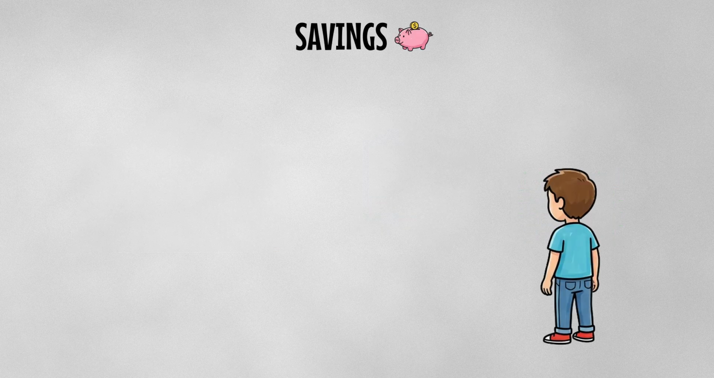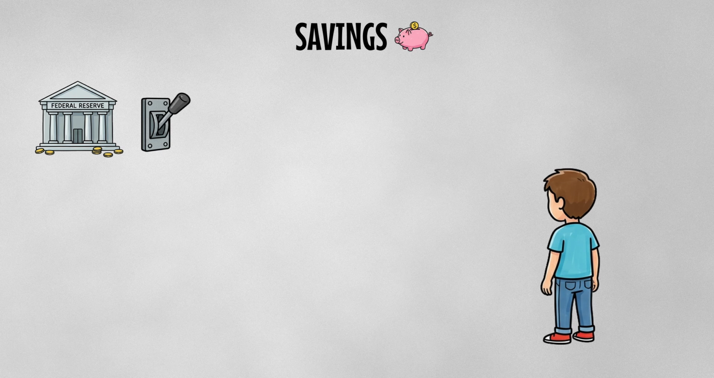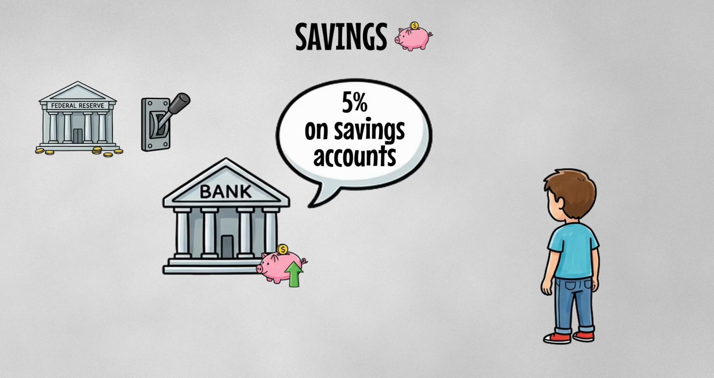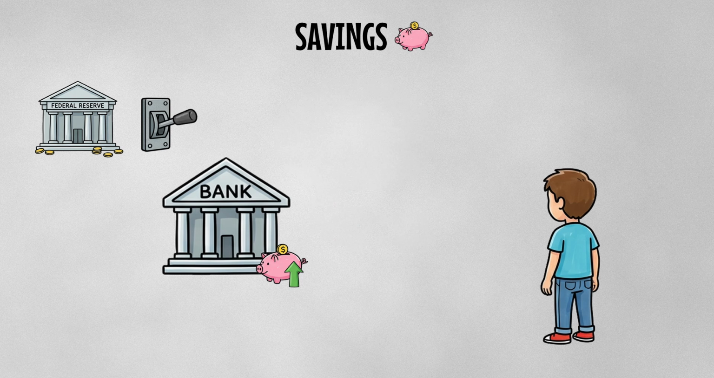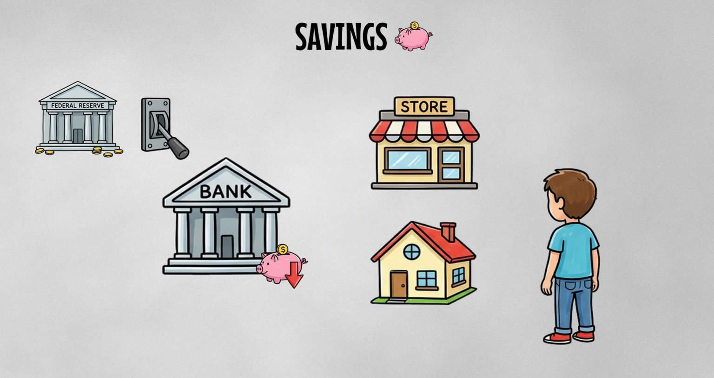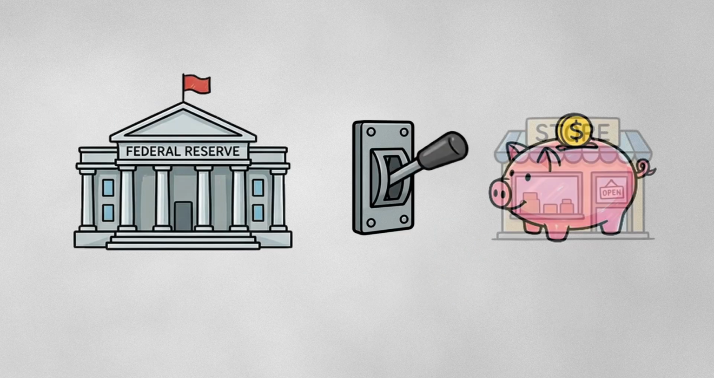Now let's talk about savings. When interest rates are high, banks offer higher returns on savings accounts. For example, you might earn 5% per year. If you save $1,000, you earn $50. This encourages people to save instead of spend. When interest rates are low, savings accounts might give you only 1%. You earn $10 on $1,000. That feels pointless, so people prefer to spend or invest. So interest rates also control the balance between saving and spending.